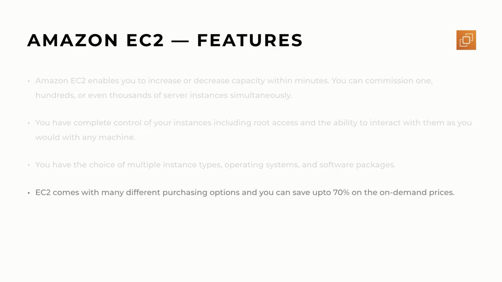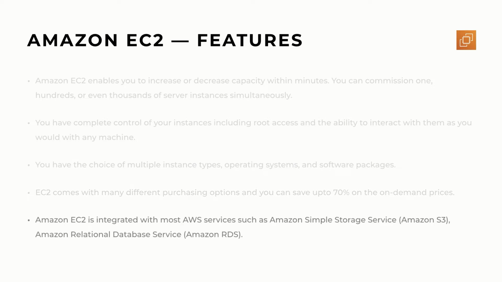EC2 comes with many different purchasing options, and you can save up to 70% on the on-demand prices. It basically means that you have different ways to pay for the instances. For example, on-demand is pay as you go. Reserved instances, where you pay for the instances upfront or partially upfront, or spot instances, where you bid on the unused EC2 capacity. EC2 is also integrated with most AWS services such as Amazon Simple Storage Service or Amazon Relational Database Service, known as RDS.